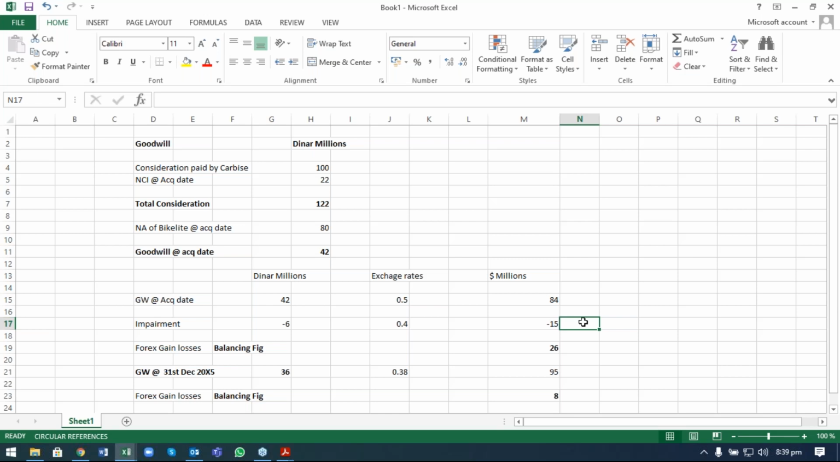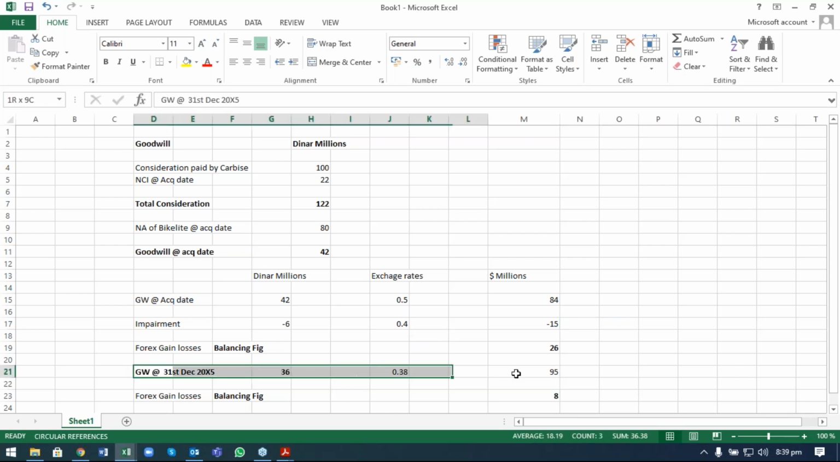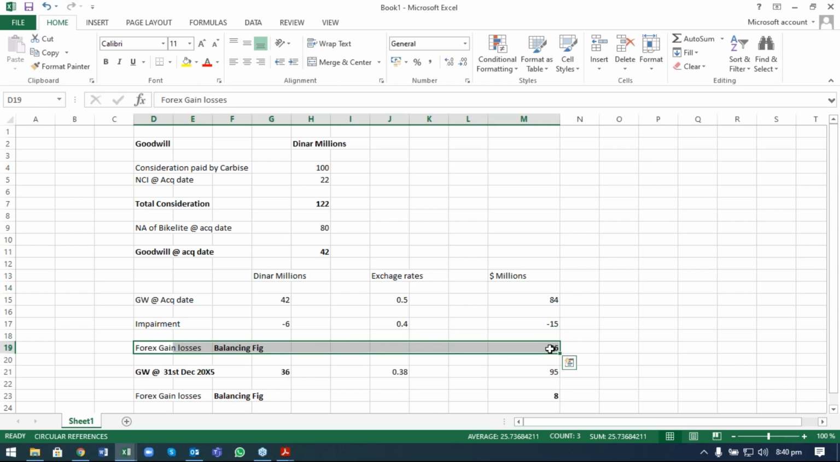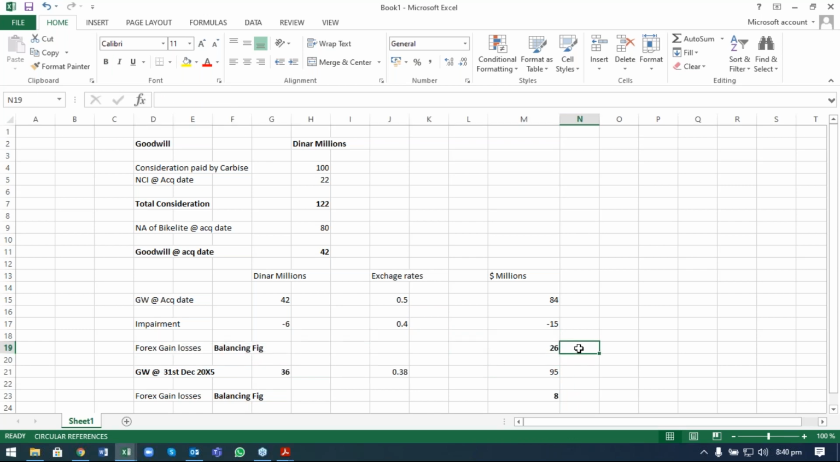While translating the foreign subsidiary from dinars into dollars, the goodwill at 31st December 2005 for this subsidiary was 95 million, which gives foreign exchange gains of 26 million, a balancing figure, and this gain should be reported in other comprehensive income. Now we are not considering what we are going to do with the disposal item.